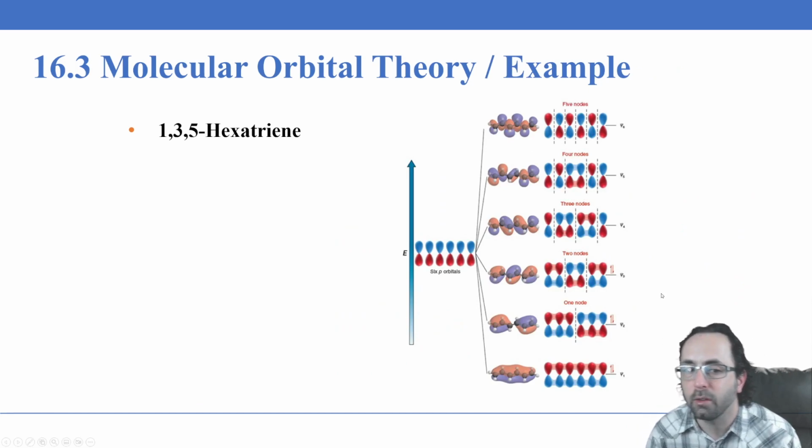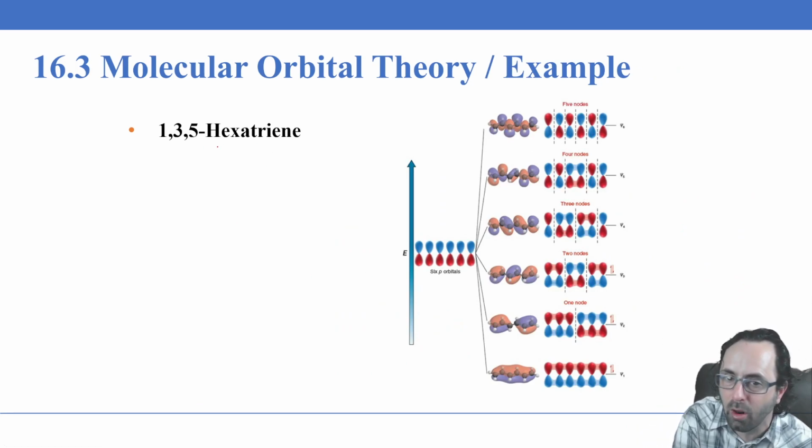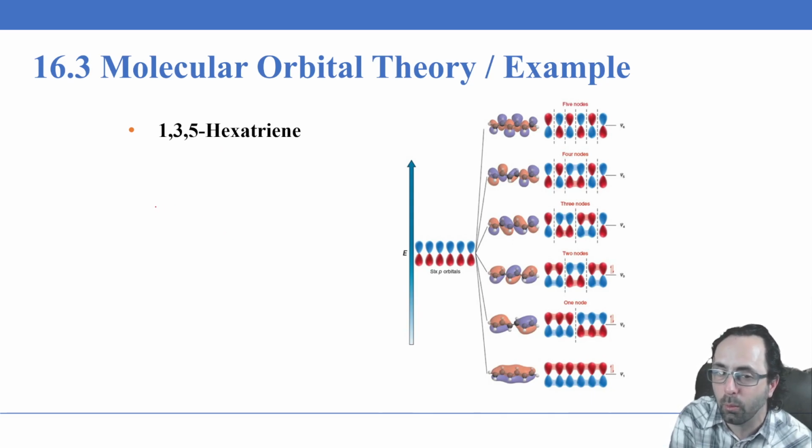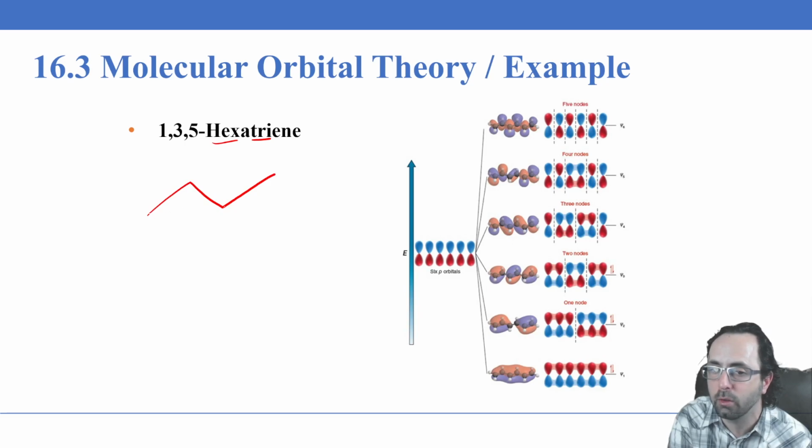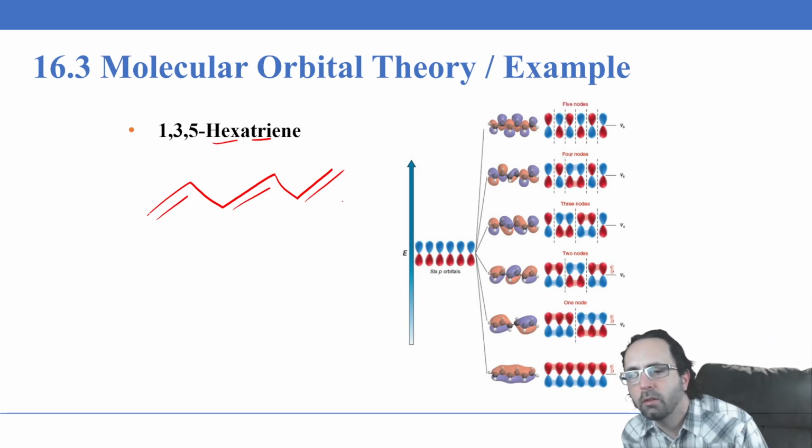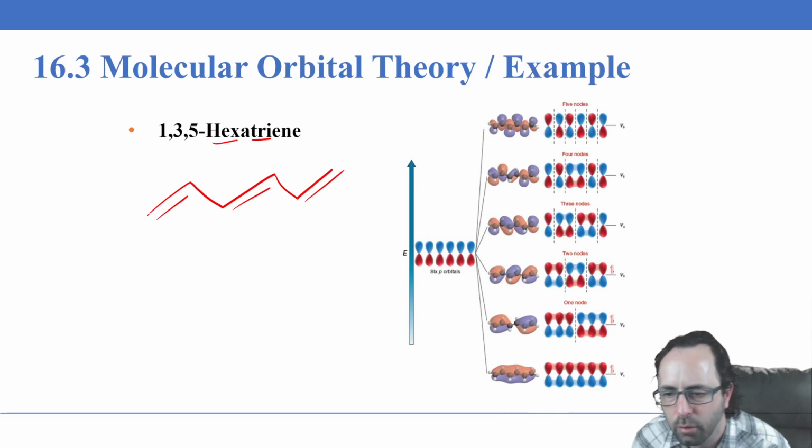Now, the next one is for 1,3,5-hexatriene. Just to go over the way the nomenclature works a little bit, triene means we have 3 double bonds, and hexa means we have 6 carbons in this thing. So it's going to be 6 carbons: 1, 2, 3, 4, 5, 6. On the first carbon, there will be a double bond. On the third carbon, there will be a double bond. And on the fifth carbon, there will be. So this is 1,3,5-hexatriene.